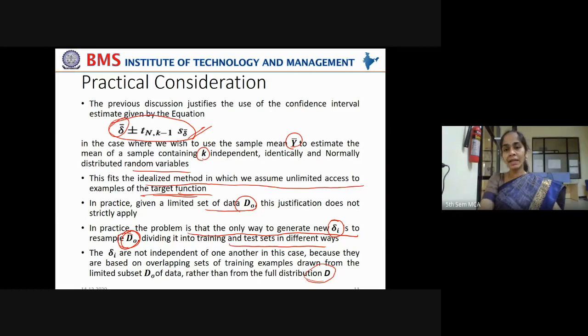So from the entire data set, we are not directly taking the training set and test set. First, we are taking a sample from the entire data set, and that sample we are dividing into training set and test set. That is why delta I is not independent of one another. Training set and test set may be overlapping in this case because we have a very limited amount of data points. We have just drawn a sample, we are not using the entire data set. In that case, delta I may not be independent of one another. They may have influence on each other. The error of one iteration may influence the error in the other iteration.